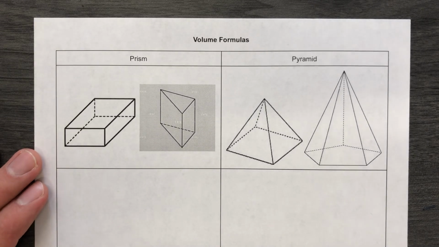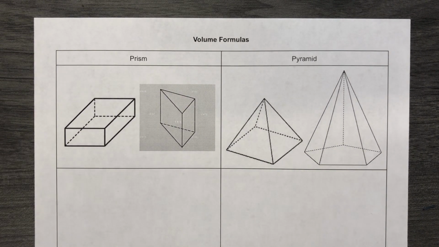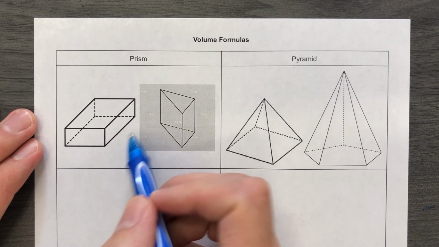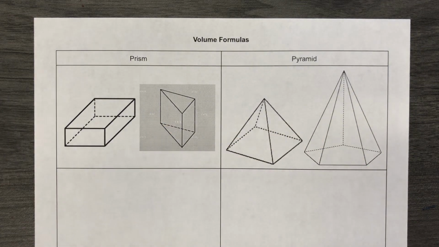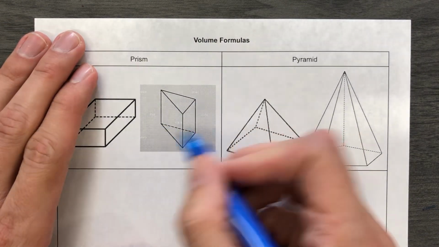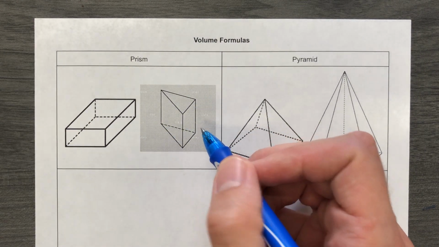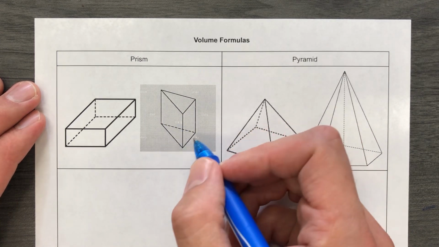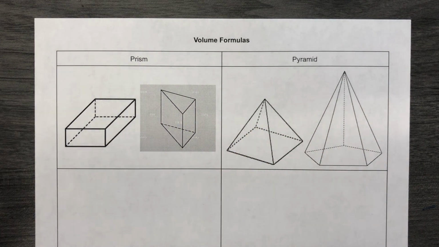Volume formulas. Let's find the volume of a prism. Really basic. If we were dealing with length, width, and height, it would just be length times width times height. But if you're dealing with a situation like this, which you have seen in the surface area videos, then what you could do is, check this out.